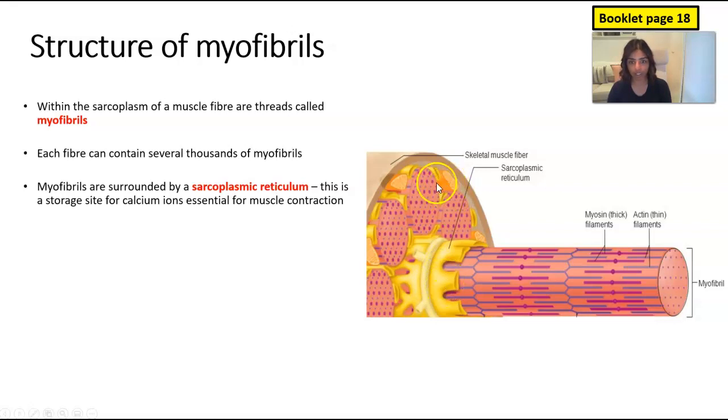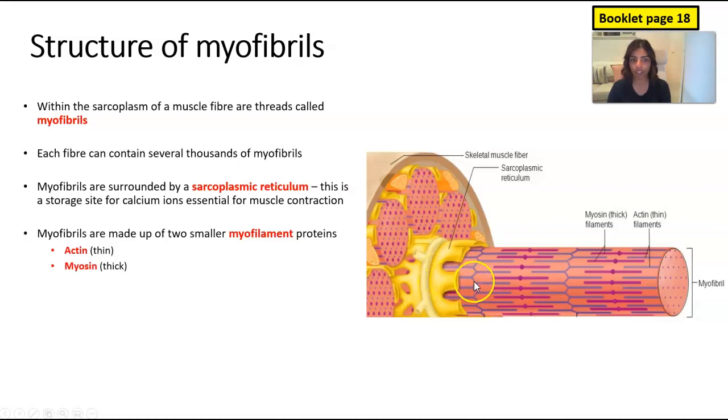And here we can see the mitochondria, these orange things. Now, in order for muscle contraction to work, that's the mode of movement in muscle cells, it needs to have a supply of calcium ions to enable that function. And this is why the sarcoplasmic reticulum is important. It's a storage site for those calcium ions, which are essential for that muscle contraction.